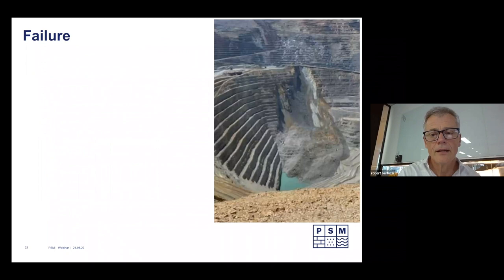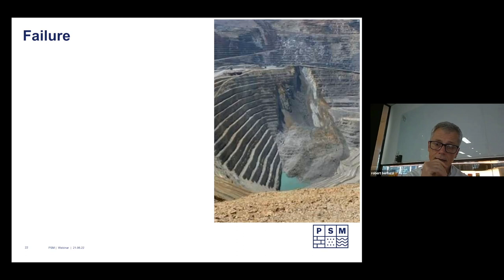So in our design, we often take a conservative view that the defects are continuous. And we may be talking about defects when we design for a bench. We're going to say, look, all the joints here are continuous for that bench. On larger rock slopes, we might say that the joints aren't continuous, but the faults are continuous.